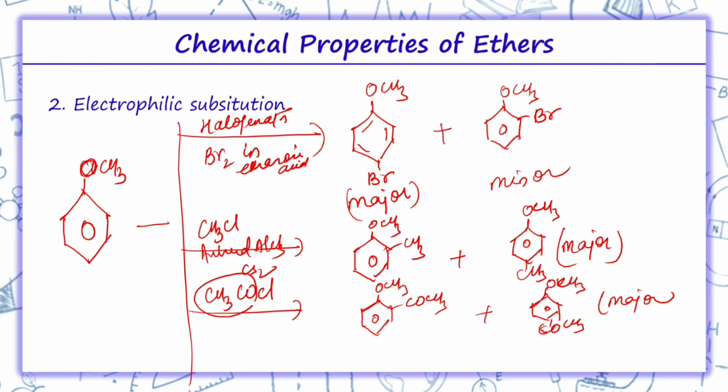Similarly, nitration takes place. Nitration takes place with HNO3 and H2SO4. So on nitration, the NO2 group is attached to the ortho and para positions. Thus we say it is 2-nitroanisole, which is the minor product, and in the para position the nitro group will be attached. It is known as 4-nitroanisole, which is a major product.